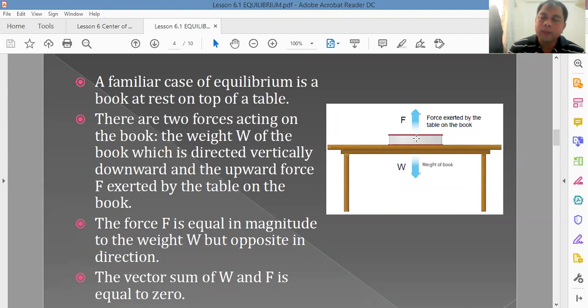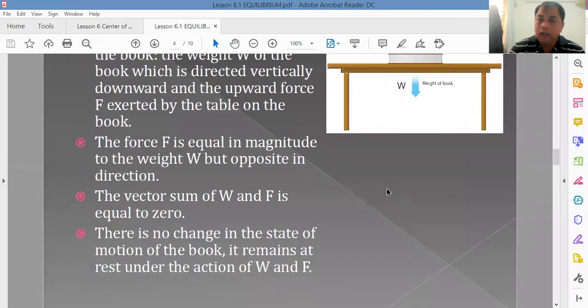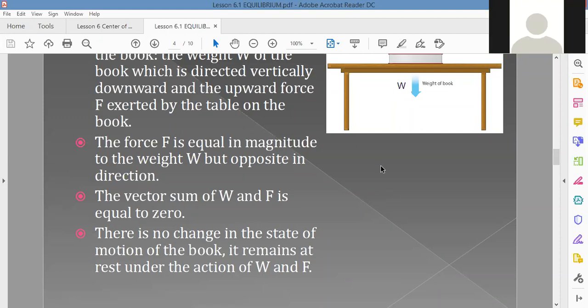And from the time you left it until the time you came back, the book is still there. So the book will not move because it is in equilibrium condition. Now there are two forces acting on the book. So the vector sum along the vertical axis is 0. Are you following me? Do you have a question? None, sir. No question.